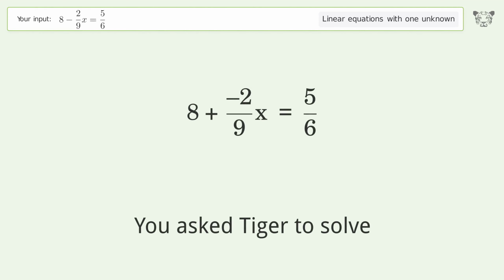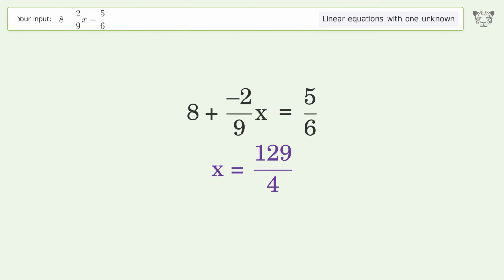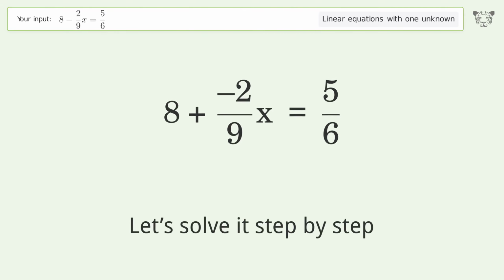You ask Tiger to solve. This deals with linear equations with one unknown. The final result is x equals 129/4. Let's solve it step by step.